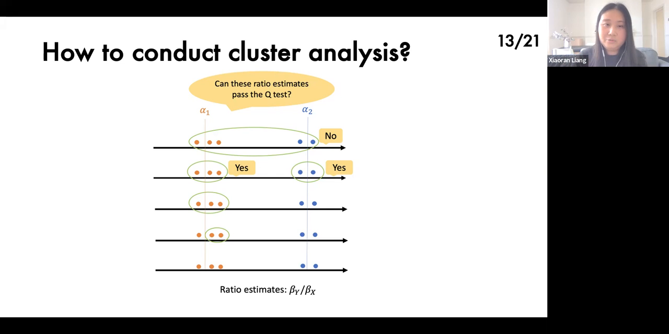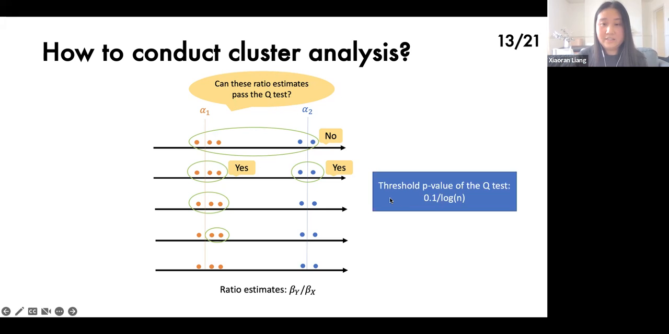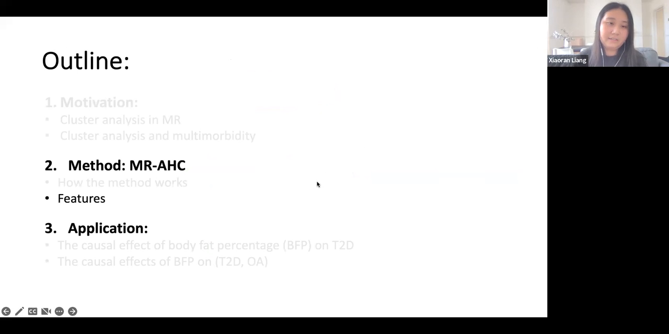Next, we just need to estimate the 2 causal effects using the 2 SNP clusters that we discovered. Also, for the Q-test, we set the threshold p-value as 0.1 divided by log n, following some theoretical recommendation to control the type 1 and type 2 errors of the Q-test. So this is how our method discovers SNP clusters. It can be applied to settings with 1 outcome and 1 exposure, and settings with 2 outcomes and 1 exposure. Our method has some advantages and features over the existing method.